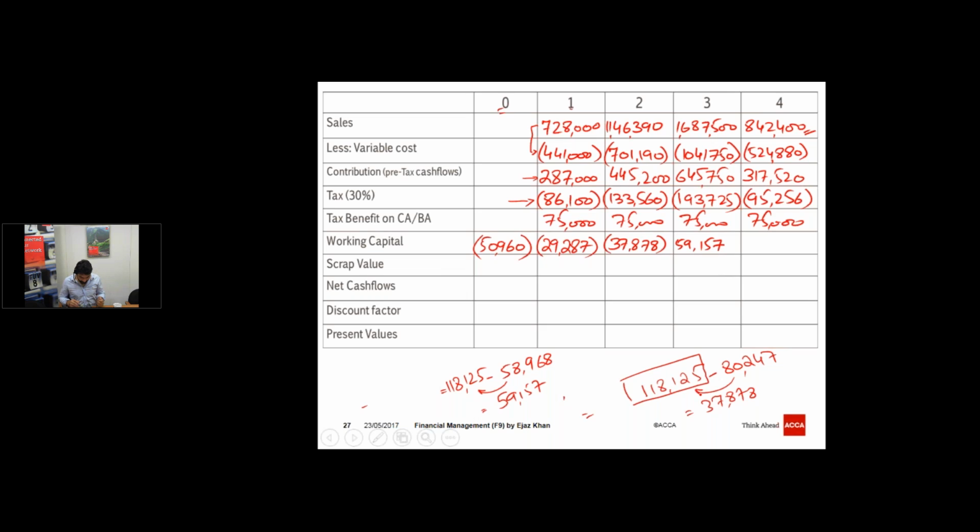So we have ejected 59157 at the end of year 3. By the end of year 4, we will not be needing any working capital subsequently. So whatever is left in the business should again be ejected from the project. So what are we left with actually?